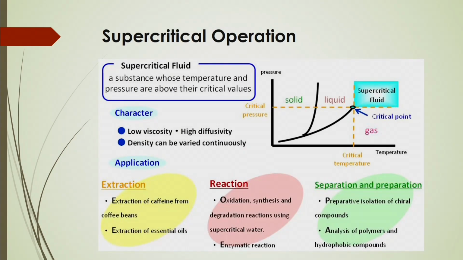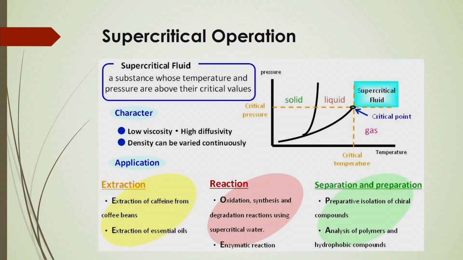Supercritical operation is also one of the important aspects of process intensification in chemical processes, where a substance has temperature and pressure above its critical values, and using the properties of supercritical fluids, you can use that for process intensification in reactive systems also. Supercritical fluid has characteristics like low viscosity, high diffusivity, and density that can be varied continuously, and in that case extraction, reaction, separation and preparation can all be done under supercritical operating conditions.